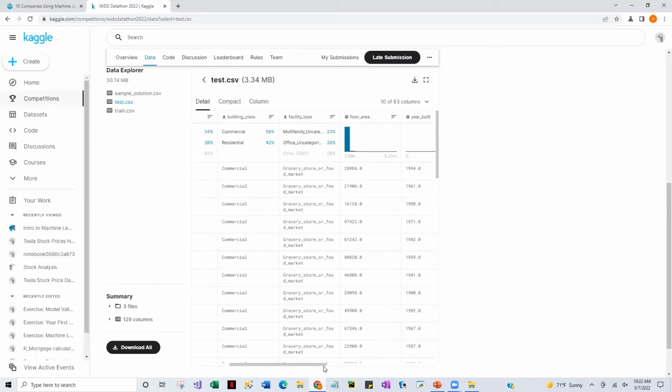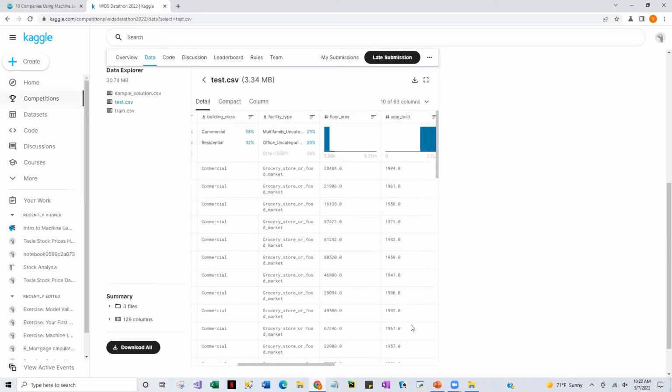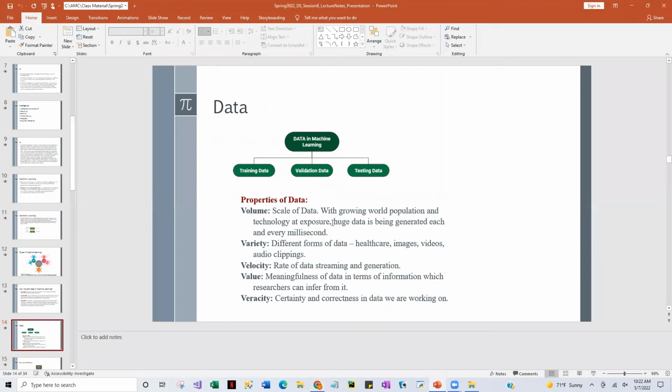Based on the data types only, you will be able to determine what kind of operations you can do on the data. So that is really an important factor you need to know when you're analyzing the data.